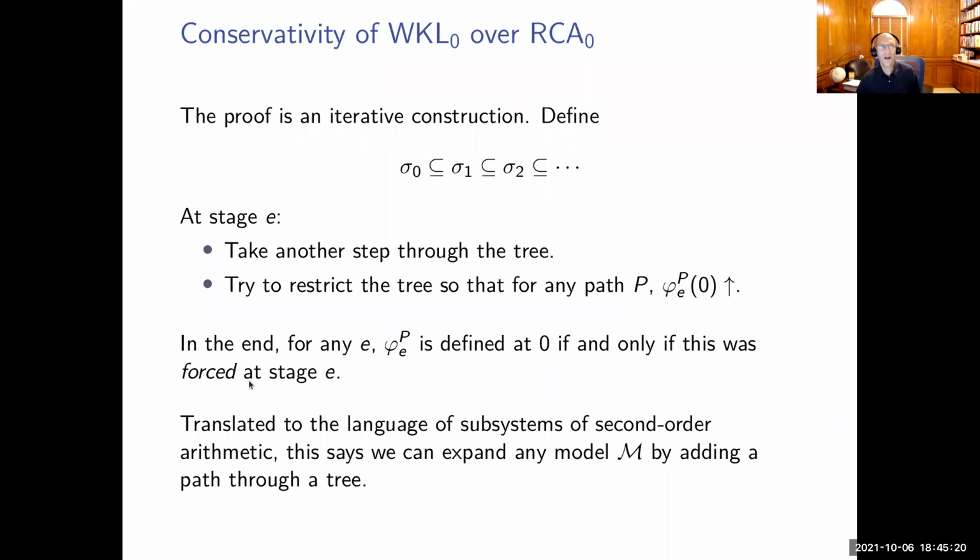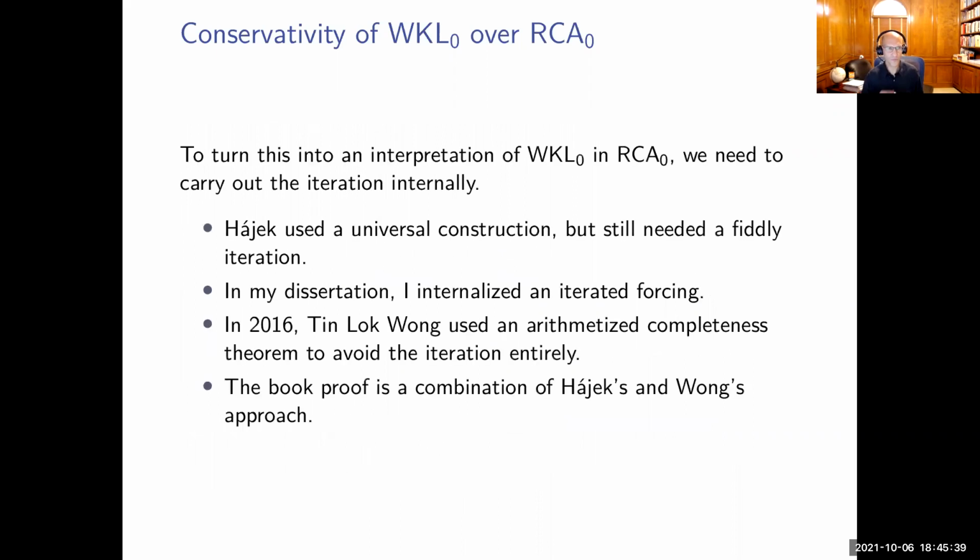So translated to the language of second order arithmetic, this says roughly that you can expand any model M of RCA naught by adding a path through a tree and still preserve sigma 1 induction. Okay. And so to turn this into an interpretation of WKL naught, this gives you a way to add a single path.